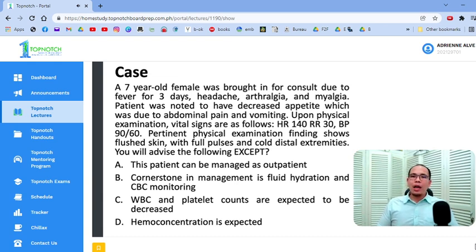Okay, but please mind you, a lot of viral illness will present with some form of leukopenia and thrombocytopenia. So hindi lahat ng mababa yung WBC ay dengue. Hindi lahat ng mababa ang platelet is dengue as well. Okay. And hemoconcentration is expected, of course, because of your plasma leakage. Your pathophysiology of dengue is plasma leakage, okay, leading to hemoconcentration.